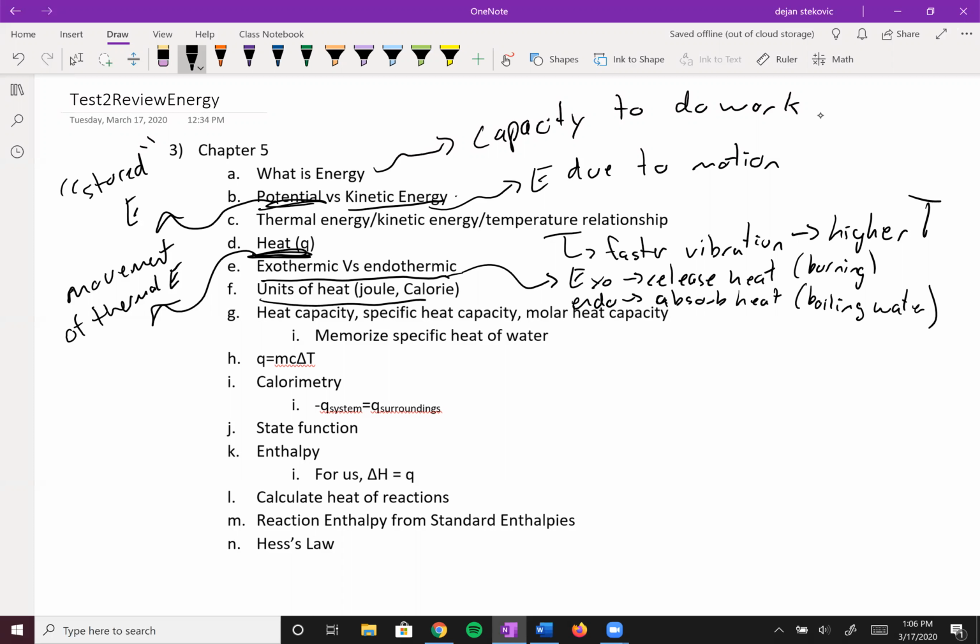Units of heat: just joules and calories. Kind of know what they are. You don't have to interconvert between the two. Just know that they're units of energy. We also use kilojoules, which means 1,000 regular joules.